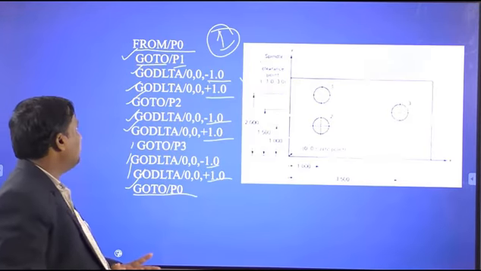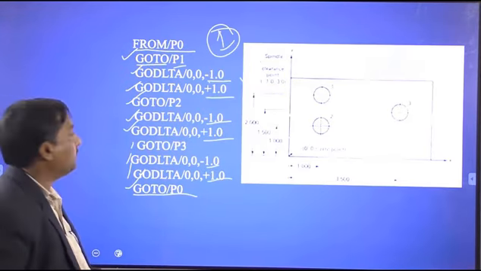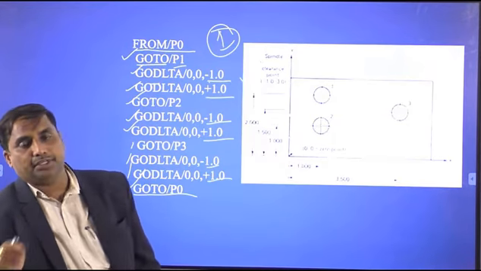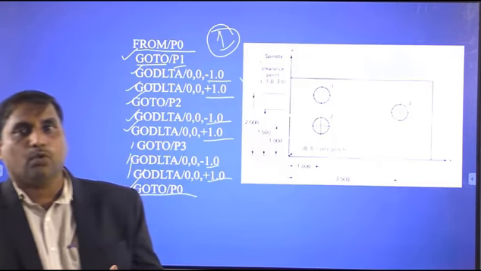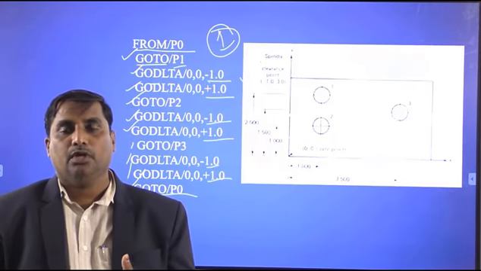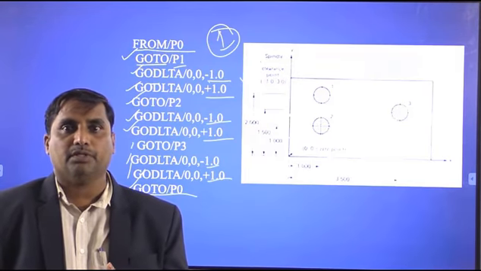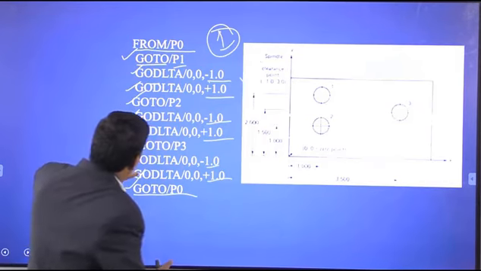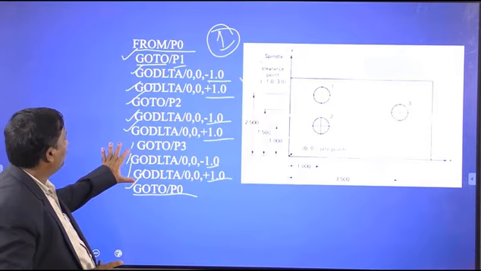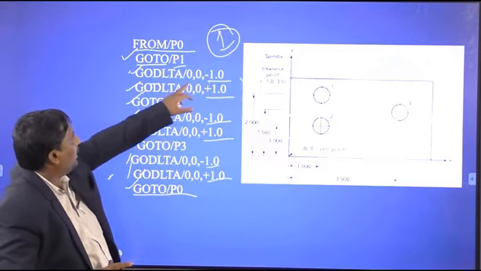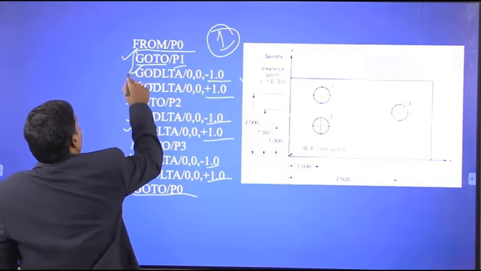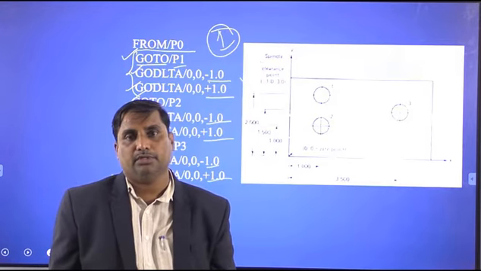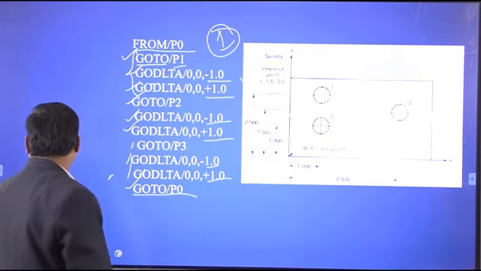So here, what are the statements we are getting in motion statements? GO and GODLTA. Using these, GO is used for rapid traverse. GODLTA is the incremental movement of the work part for making the holes. So using these 2 or 3 statements, we can make the holes and the drilling operation can be completed.